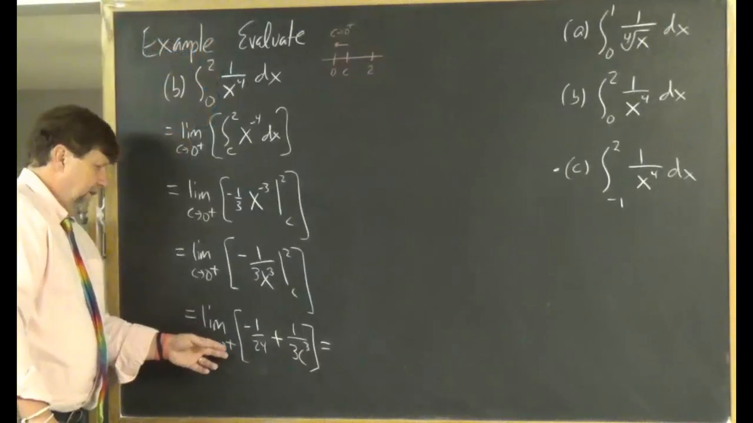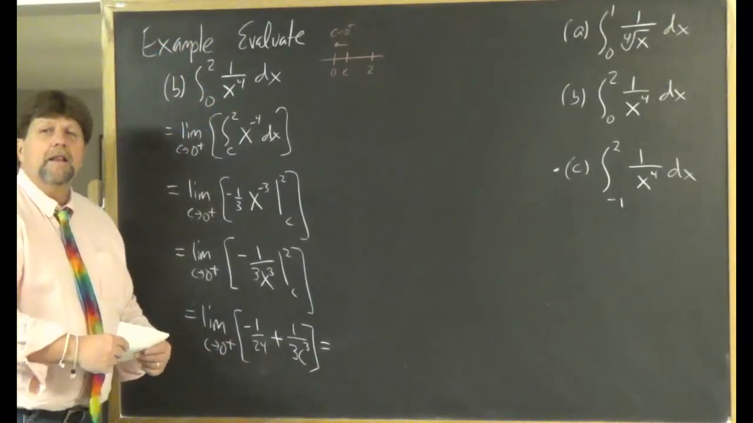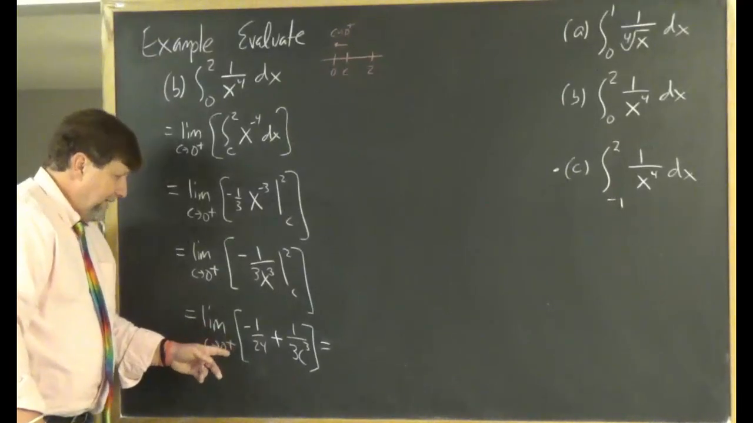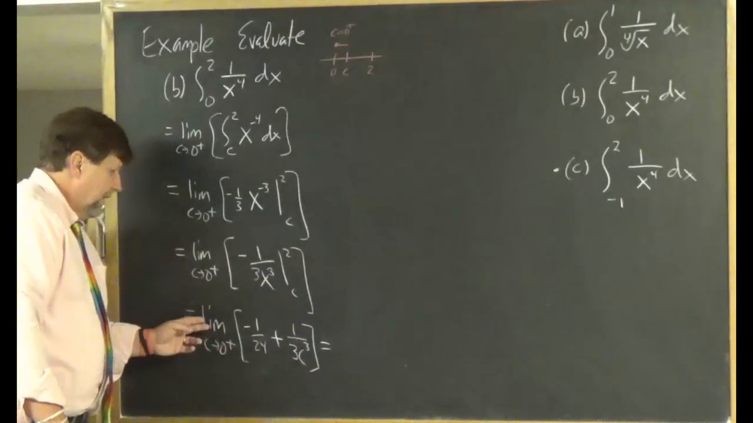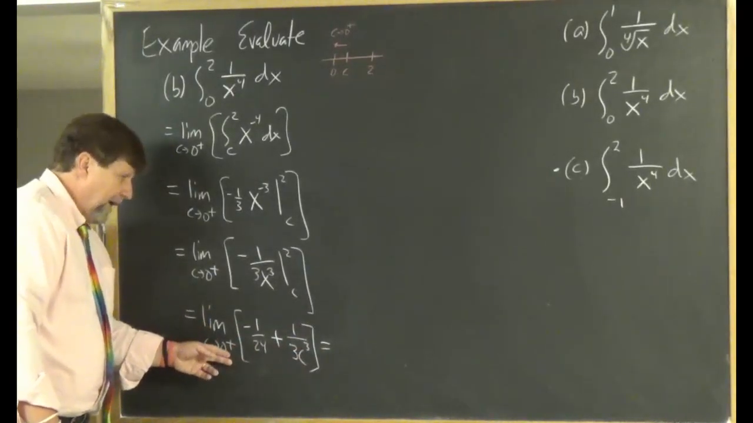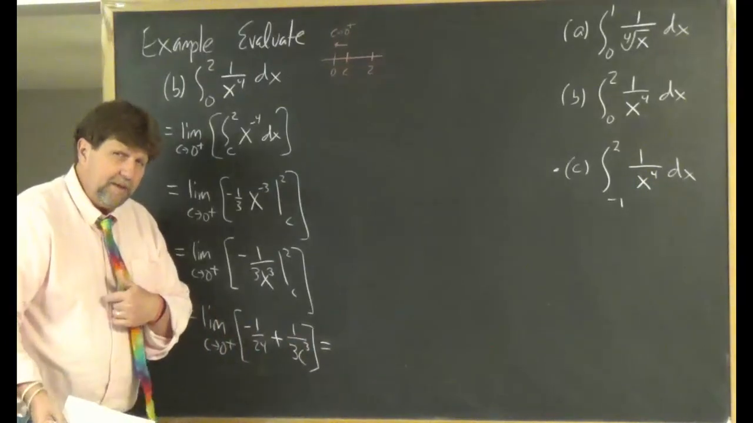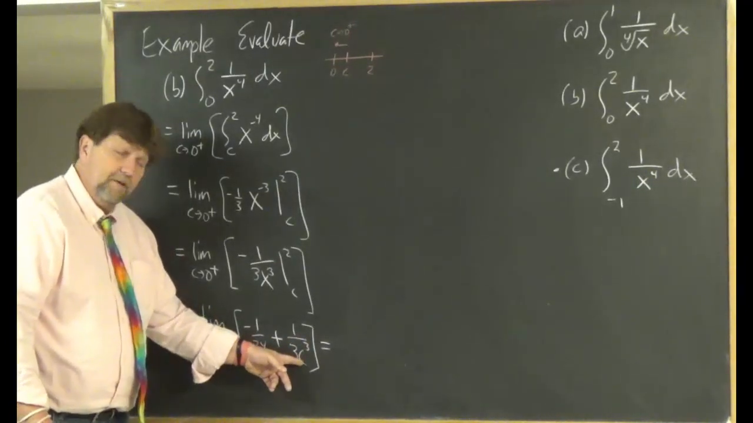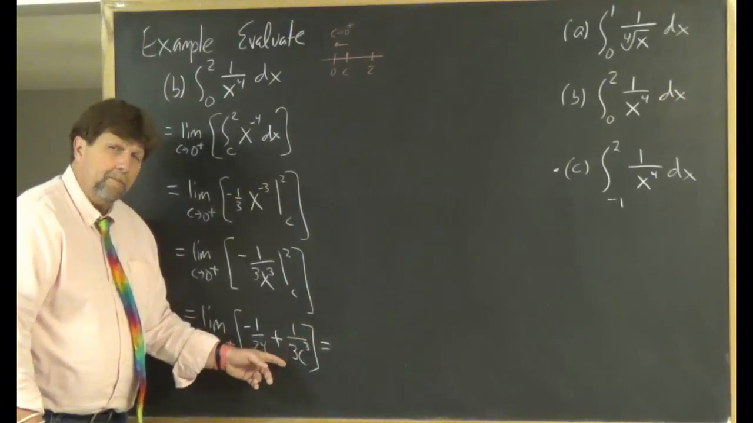The limit as c goes to 0 from the right side of 0 of negative 1/24 is negative 1/24. The limit as c goes to 0 from the right side of 0 of 1 over 3c cubed. Well, if I think about substitution, I think about putting 0 in for c, this denominator becomes 0.